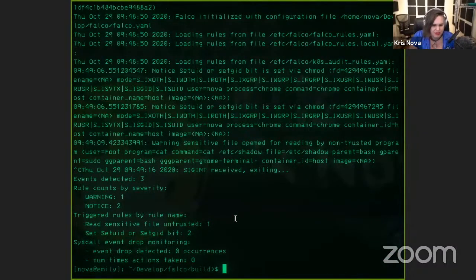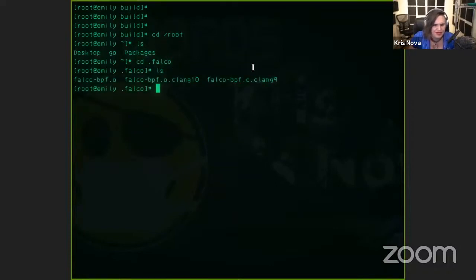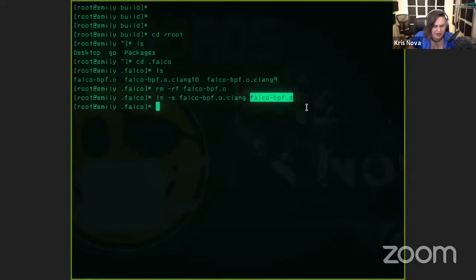So what we're going to do is sudo up, now running as root. The BPF probes are pre-compiled here in the Falco directory. And here you can see we have a BPF probe compiled with clang 10 and one with clang 9. And then this is just a symlink over to the Falco BPF object here. So let's remove the BPF object there, and let's symlink. We'll do clang 9 first. Falco BPF clang 9 to falco-bpf.o, this is just where the root user is going to expect to find the BPF object to dynamically load at runtime.